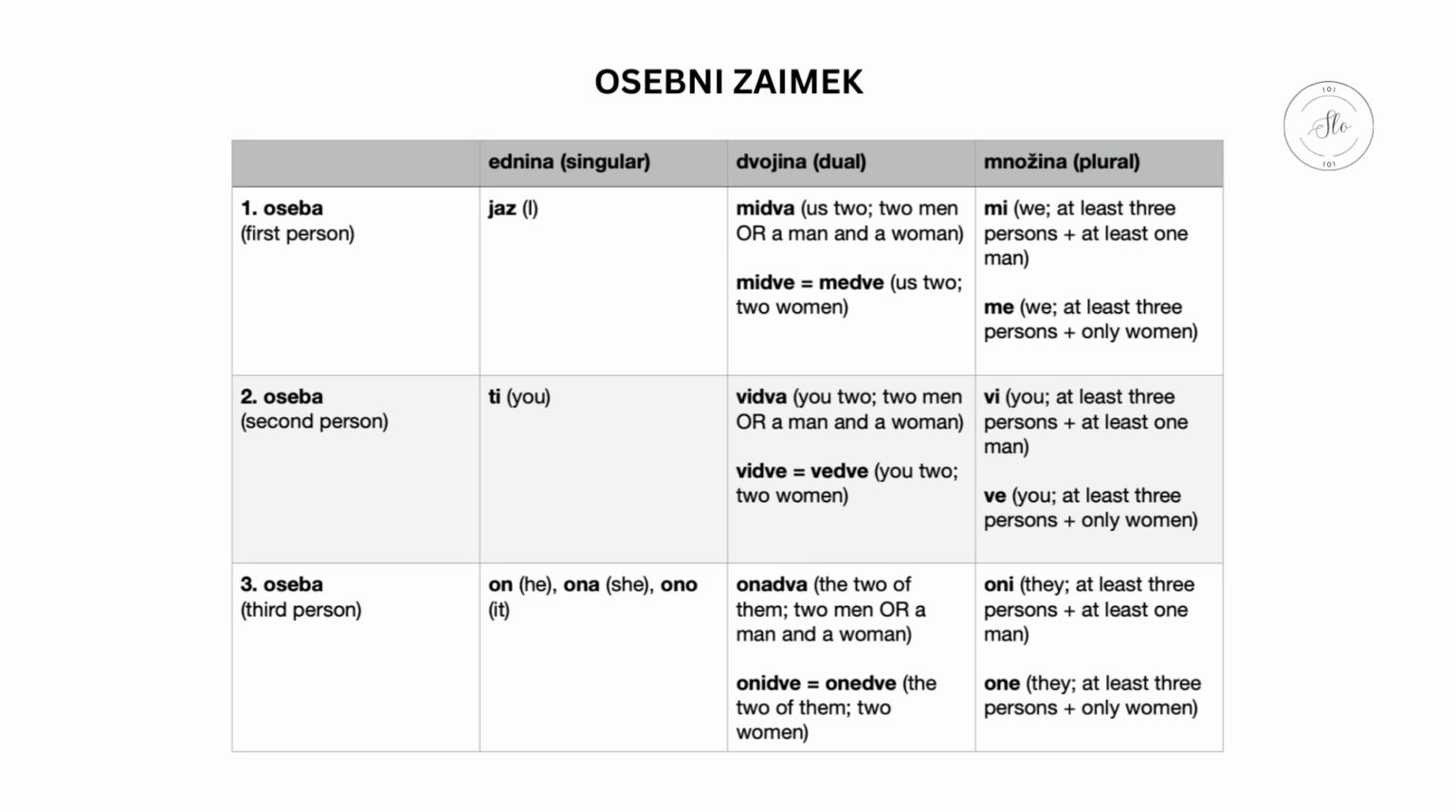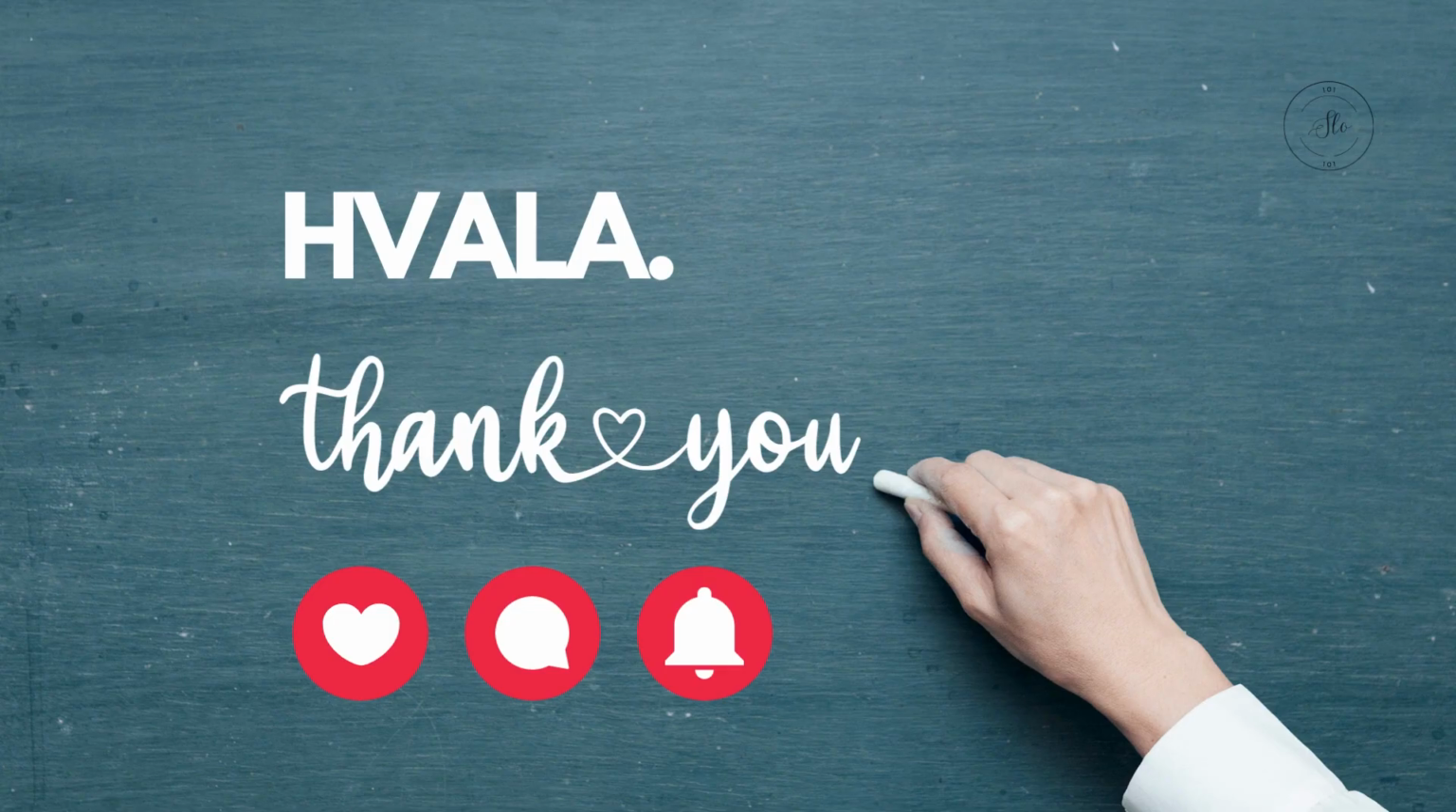For third person, if there is at least one man, we say oni. And if there are only women, we say one.